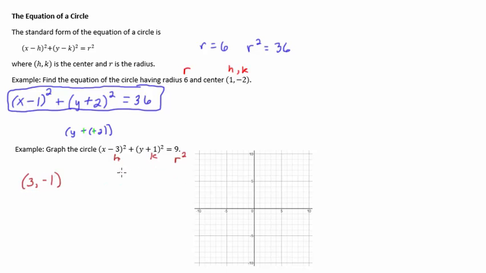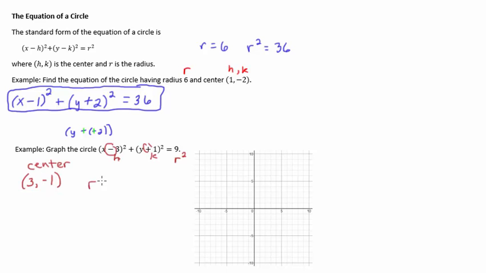Something that happens a ton in math is if you have parentheses, chances are you're going to have to change the signs of whatever's going on in parentheses. So we didn't take this negative, we made it positive 3. We didn't take the positive, we made it negative 1. So this is our center.